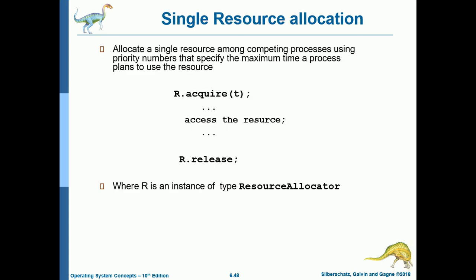So next we have single resource allocation. Allocate a single resource among competing processes using priority numbers that specify the maximum time a process plans to use the resource. So R means resource. R.acquire(t), access the resource, and then R.release, where R is an instance of type ResourceAllocator.